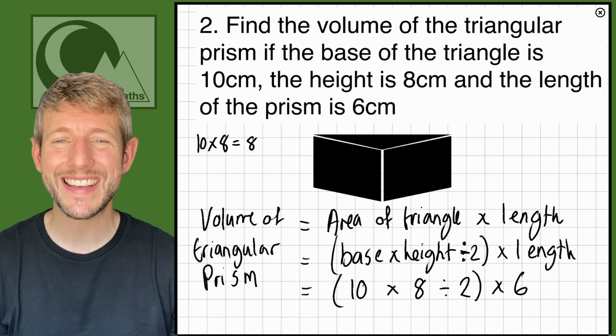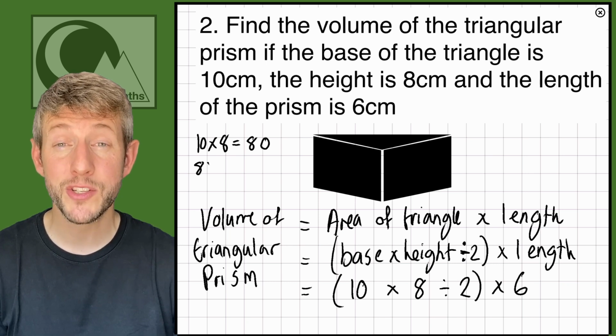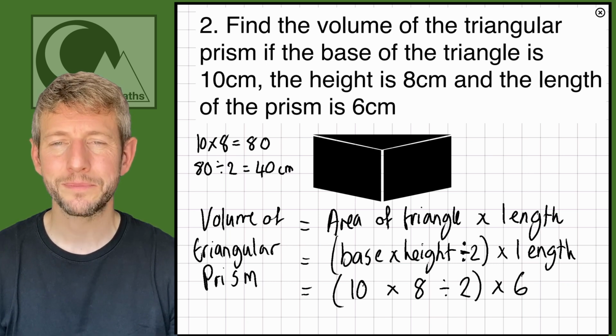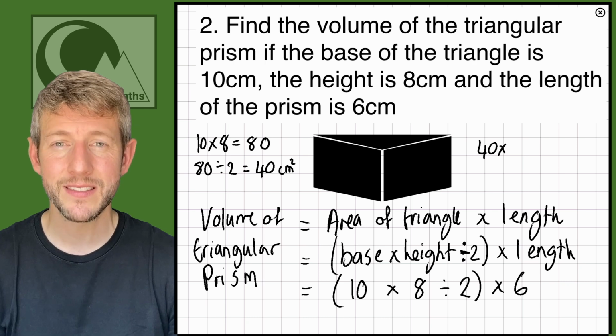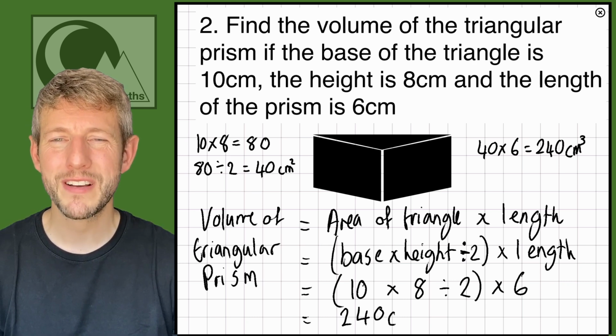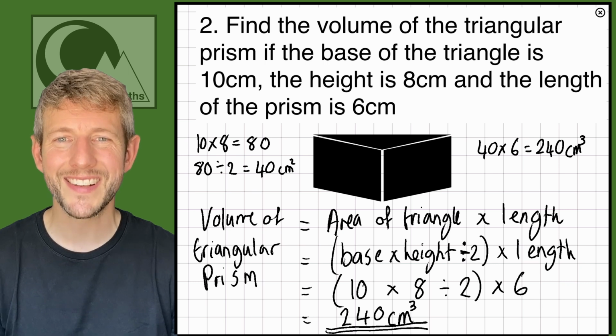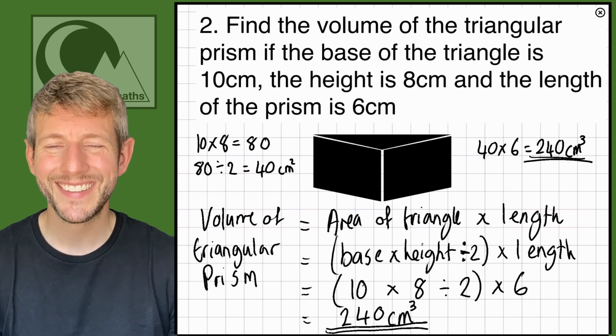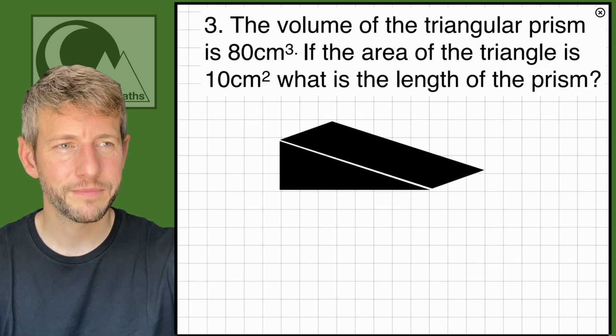10 times 8 is 80. 80 divided by 2 is 40. 40 times 6 is 240. So the volume of this triangular prism will be 240 centimeters cubed. Great. Let's have a look at the next one.